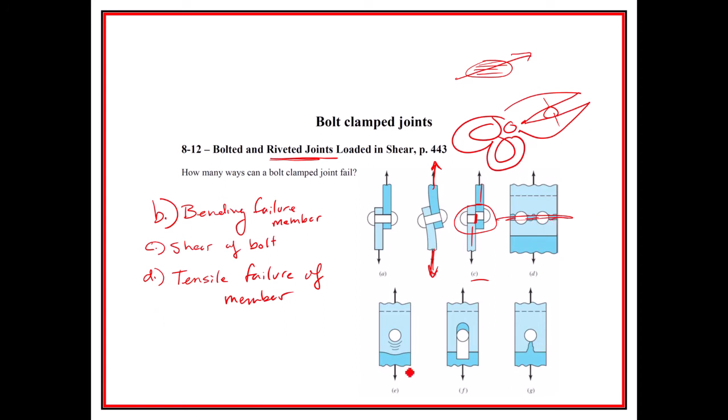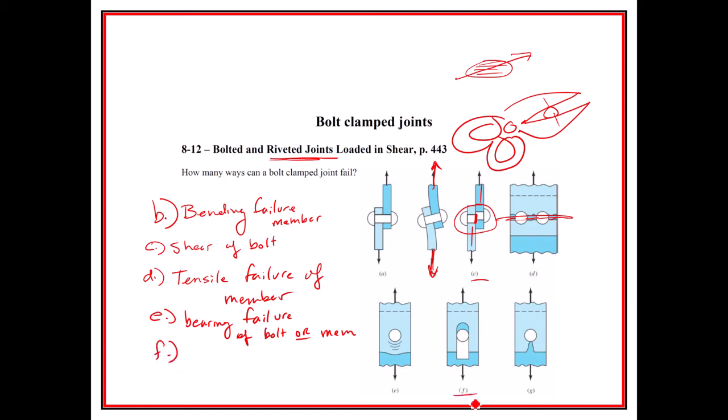We also could have this right here, which is going to be bearing failure. By bearing failure, they mean bearing stress, like bearing down, where the bolt is pushing against the hole. And it could either damage the member or it could damage the bolt. So this is either of the bolt or the member. And they will be equal and opposite stresses, as we'll discuss more.